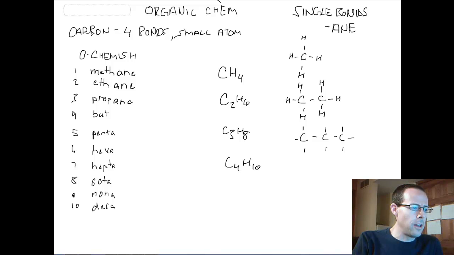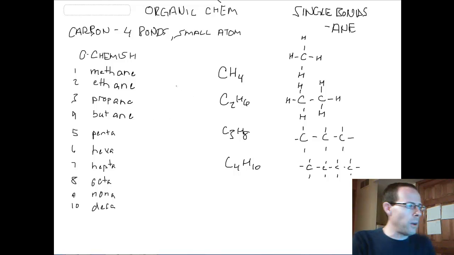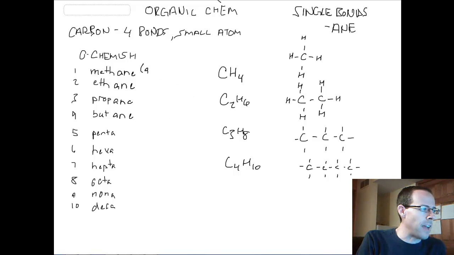C4H10 would be something like this: C, C, C, C, and that's 3, 4, 5, 6, 7, 8, 9, 10 H's. This is 4 in a row, so it's "but," and it's all single bonds, so it's butane. What I want you to know here is methane is a gas, ethane is a gas, propane is a gas at room temperature, and then butane is a liquid. On down through here, these are all liquids as well.